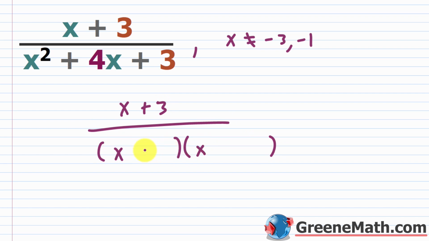So this is x and this is x. This is plus 3 and this is plus 1. So I cancel common factors. This is a common source of confusion. If this makes it easier for you, wrap this in parentheses and multiply it by 1.